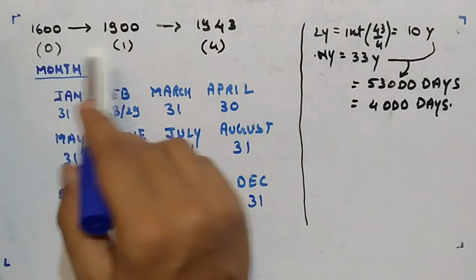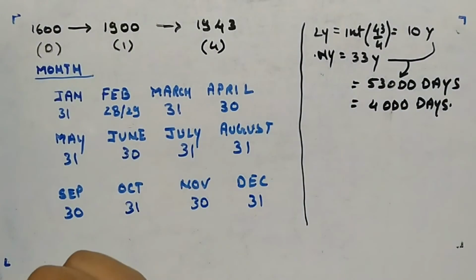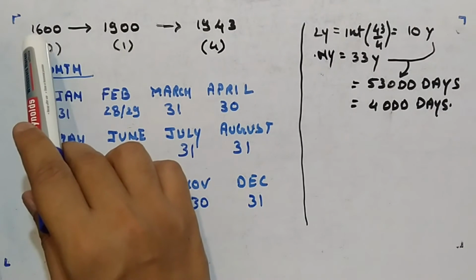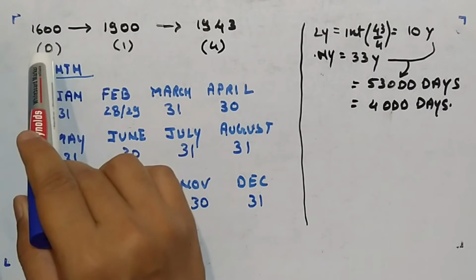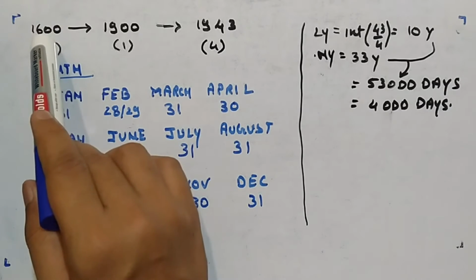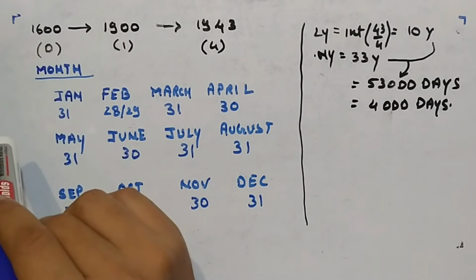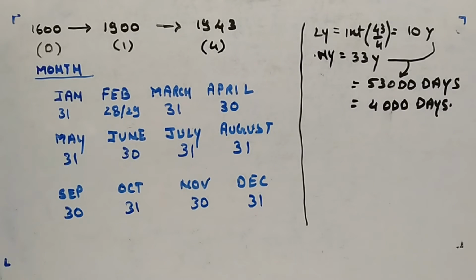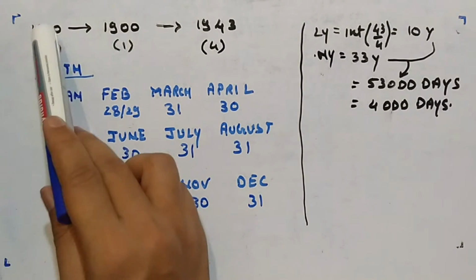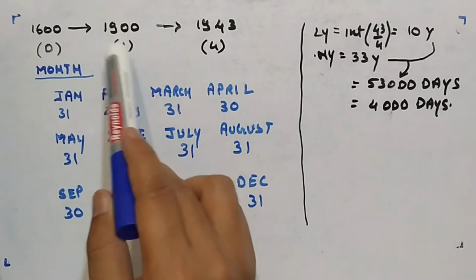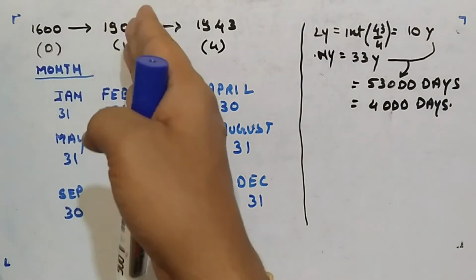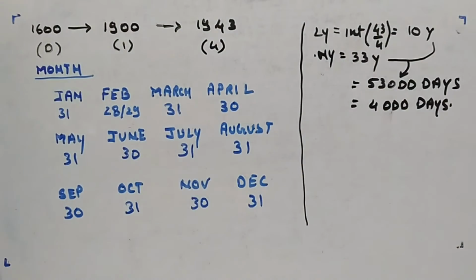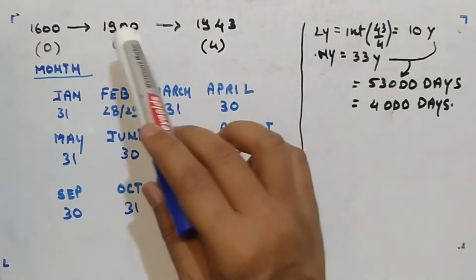Here you can see I've taken the example of 1943. We started with 1600. Our odd day was 0 because this was a century year and it was divisible, so it was not generating any odd days. It was a multiple of 400. Then we reached till 1900 and we saw that 3 years extra came, and for that we had 1 odd day. Then we came till 1943 from 1900.